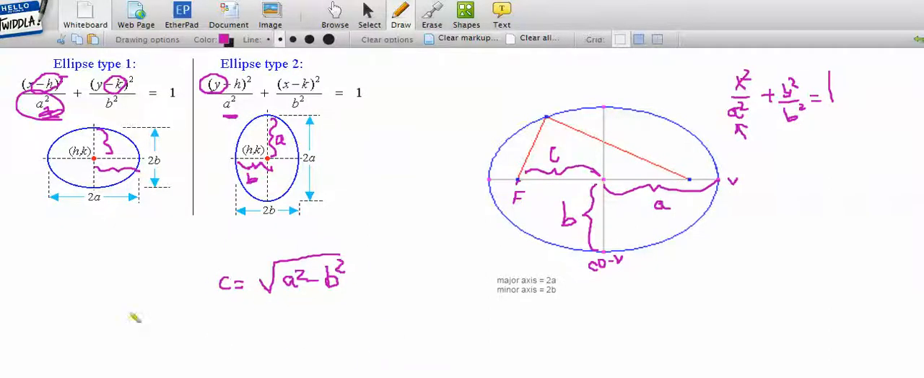So the way that you're going to find your focal points is that you're going to use the square root of a squared minus b squared, the larger number minus the smaller number, because we want c to be smaller than the major axis, or half of the major axis.